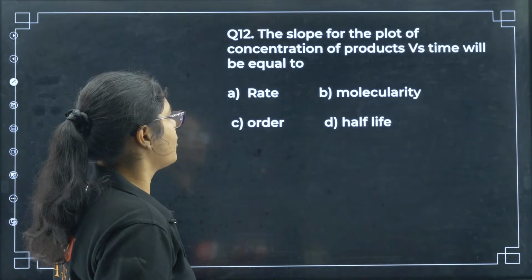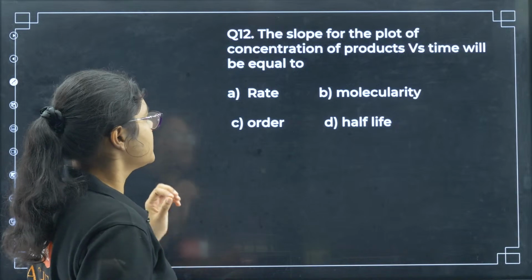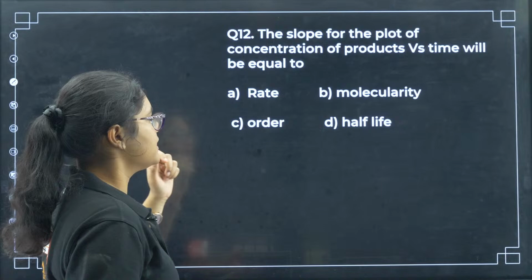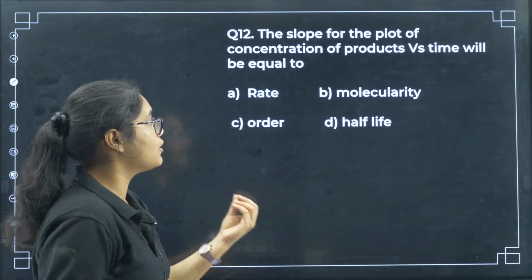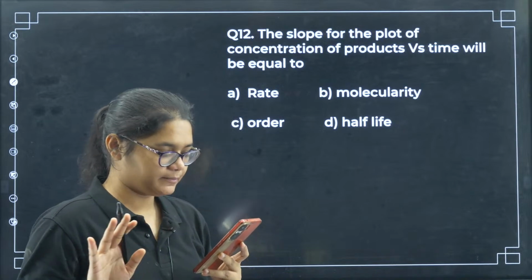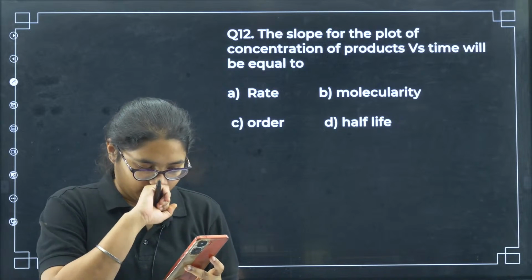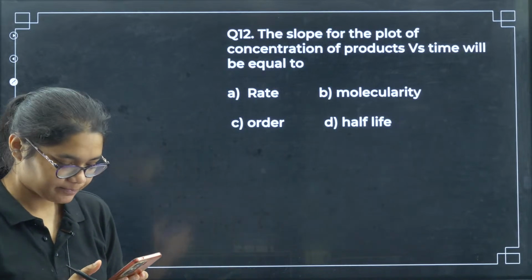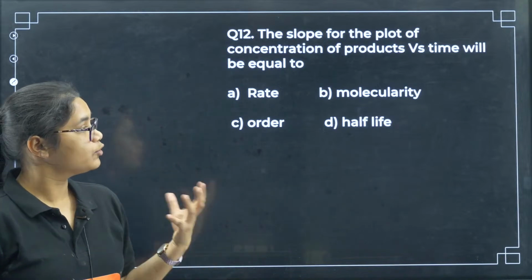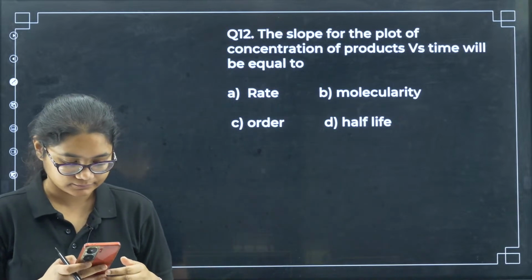The slope for the plot of concentration of products versus time will be equal to. So if you have the slope for the plot of concentration of products versus time, is it rate, molecularity, order, or half-life? This is also a very direct and easy question, but slightly tricky. What can be the slope of a graph for products versus time?